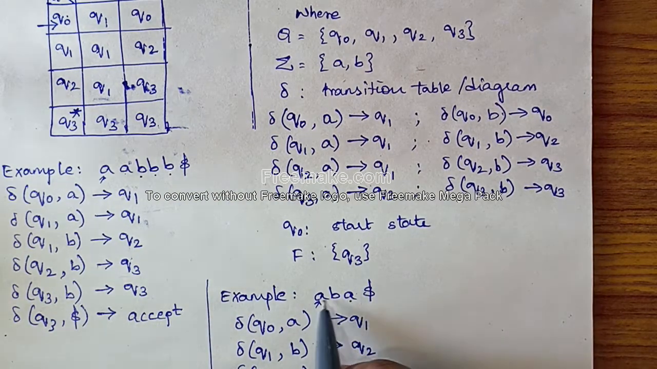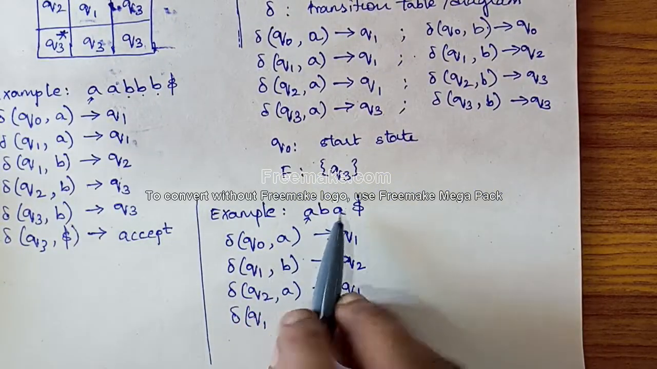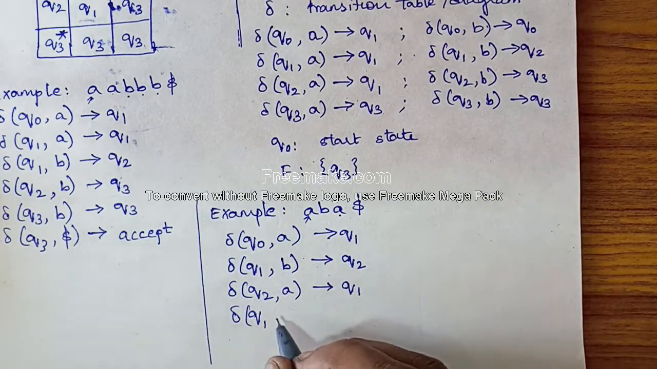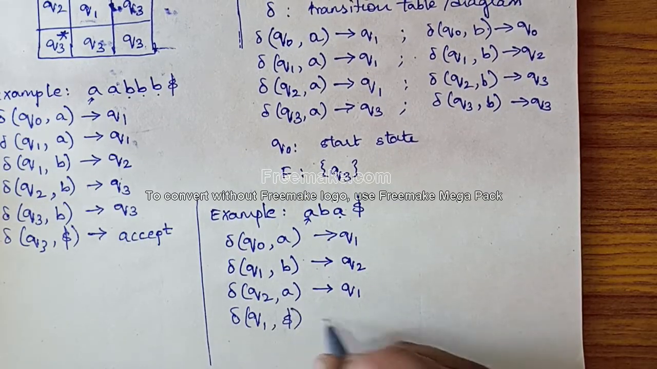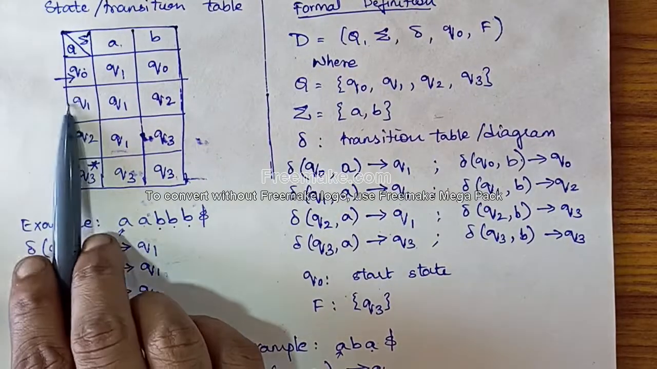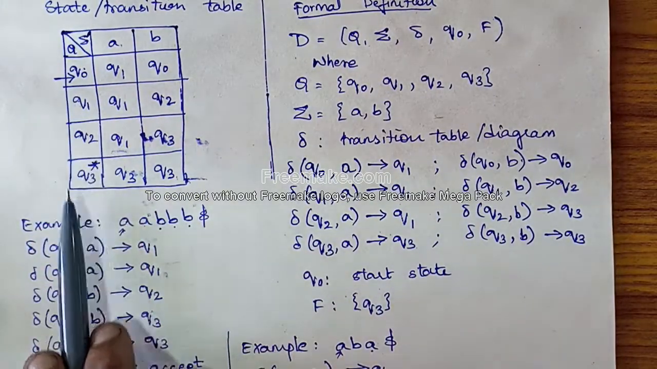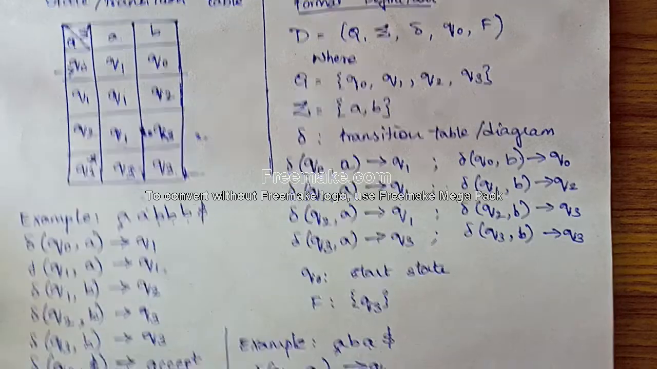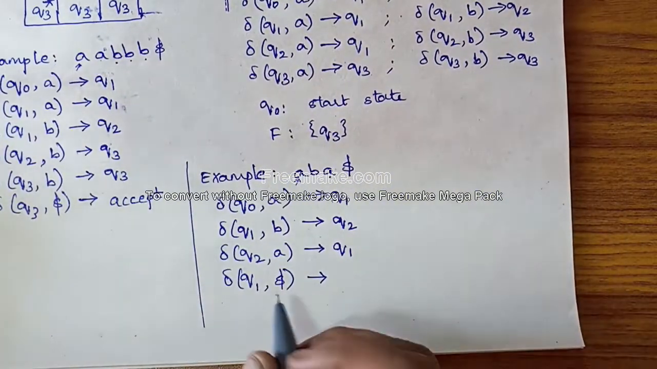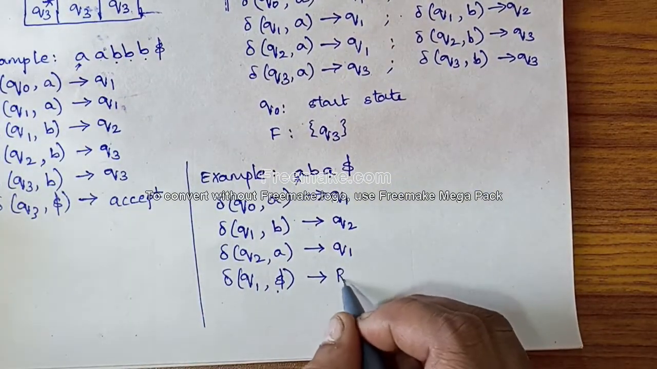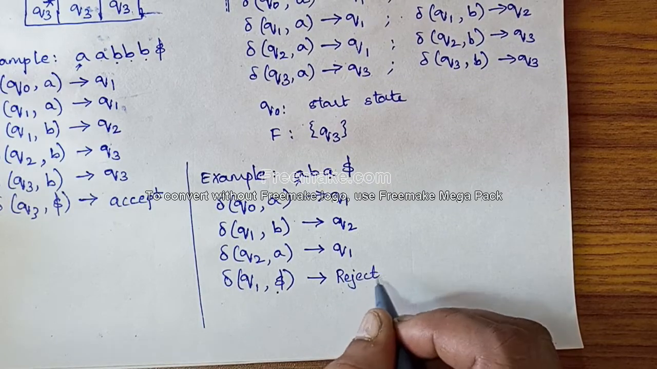You can also verify ABA. Now I have read the end of string character. Q1 is a non-final state. It's not a final state, right? Only Q3 is a final state. So since Q1 is a non-final state and I have read the end of string character, I will say this is an invalid string and it will be rejected.